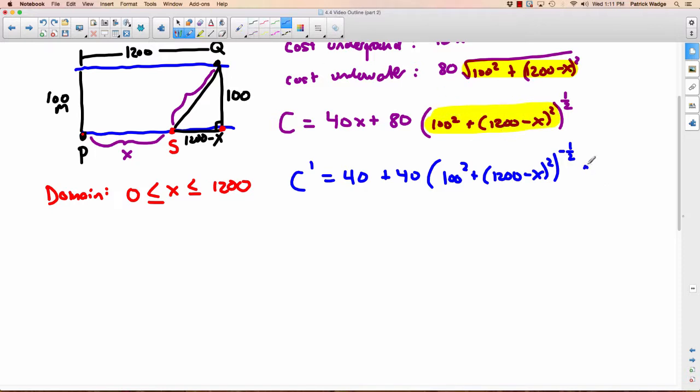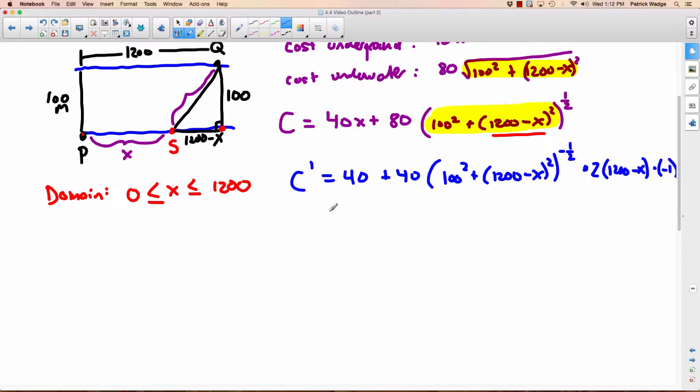We're multiplying, remember. So the derivative of 100 squared, well, that's just a constant, so that's 0. And then we have 1200 minus x all squared. Chain rule again. We have something squared. So the 2 is going to come down, multiplied by the 1200 minus x, and then that 2 is going to drop down to a 1, which you actually don't even need to write. And then you have to multiply that by the derivative of the inner function. So the derivative of 1200 minus x. Well, the derivative of 1200 is 0, and the derivative of negative x is negative 1.